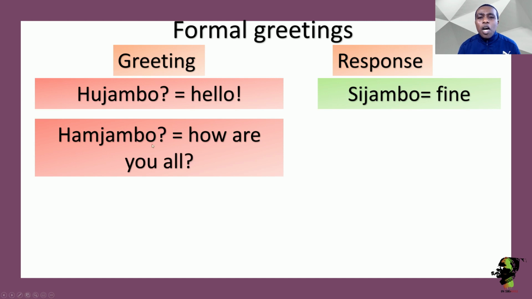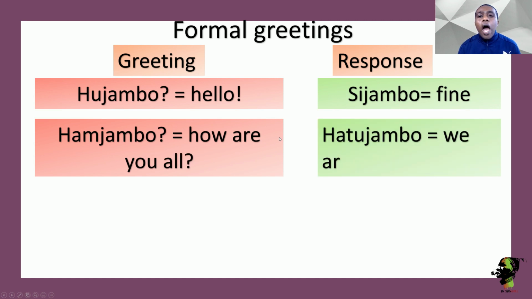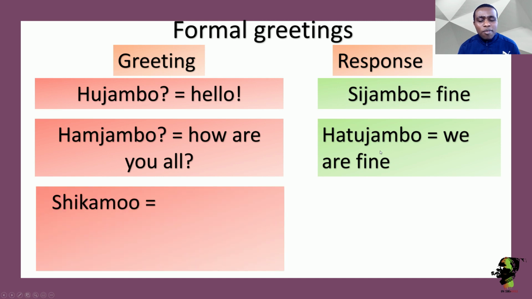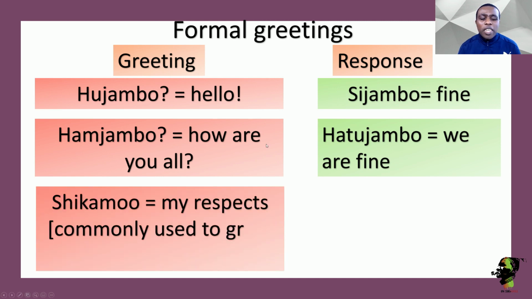Hamjambo. How are you all? Hatujambo. We are fine. This is another very common greeting when you're greeting a group of people. Hamjambo. How are you all? Hatujambo. We are fine. Another common greeting used in Kiswahili is Shikamoo. Can you pronounce that? Shikamoo. And I want to hear that prolonged at the end. Whenever you have double vowels in Kiswahili at the end, you prolong them so that we can hear the sound coming through properly. Shikamoo.